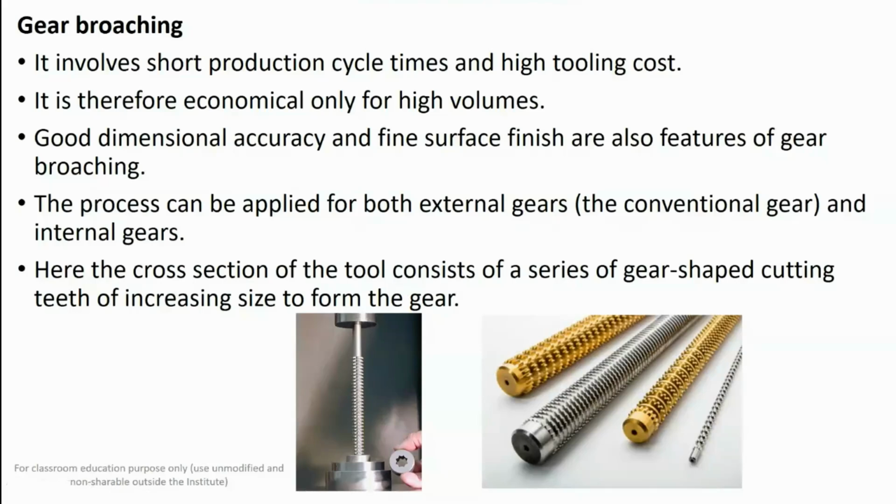If you see the cross section, the tool consists of a series of gear shaped cutting teeth of increasing size, somewhat given a taper. Initially it is given a small clearance so that it can easily pass through the bore which is present at the center of your gear. Then slowly it is pulled out from the center, and with the shearing operation and the cutting it forms the teeth over the circumference of the hole. This is a gear broaching operation, and it can be applied for both external and internal gears, but it is most preferred to form the internal ones.